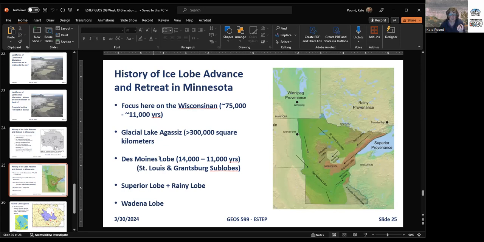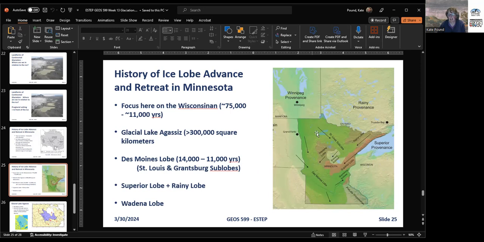The most recent ice lobe to move south into or across Minnesota and North Dakota as well, and down into, well, Kansas, Iowa, is the Des Moines lobe. So it came from the Northwest, and that also gets called the Winnipeg provenance, or sometimes the Riding Mountain provenance. And it extended all the way to Des Moines. The terminal moraine is just outside Des Moines.